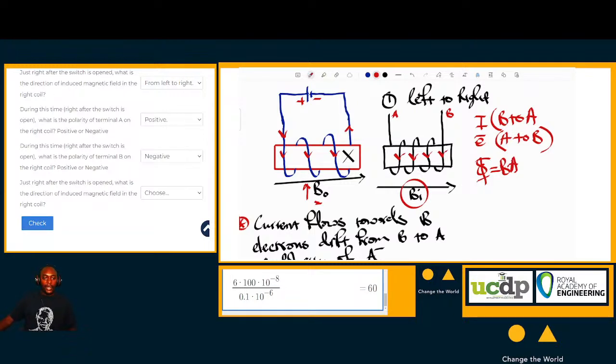And then finally, just right after the switch is opened, what is the direction of the induced magnetic field in the coil on the right? What will be the answer to that? Do you see that this question is a repetition of what we had earlier? So it's a repetition there. So still from left to right.